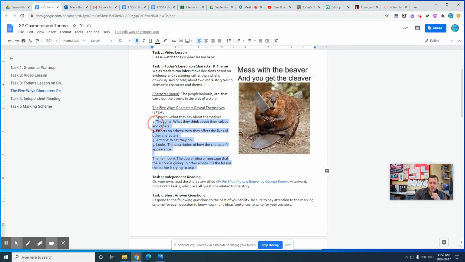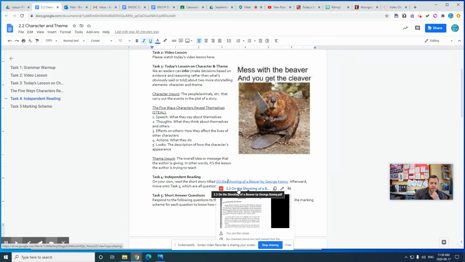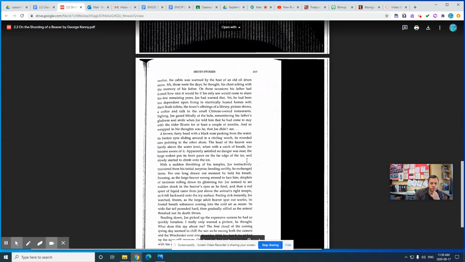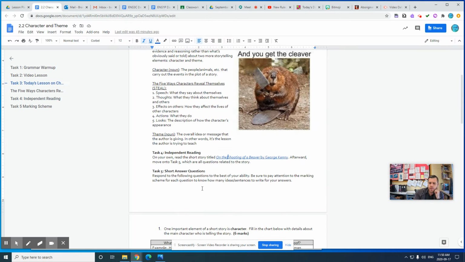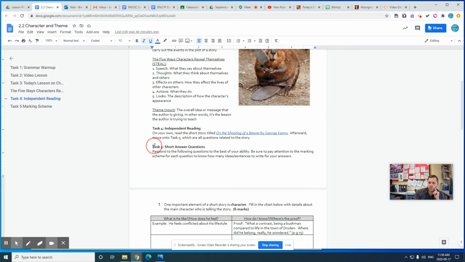So after reading this, please read the story on your own. Usually we read it as a class, but we can't do that this year. So just click on the link, and it will take you to a story called On the Shooting of a Beaver. Just a short 3-page story, very quick. But once you do that, I'd like you to answer these questions on your own.